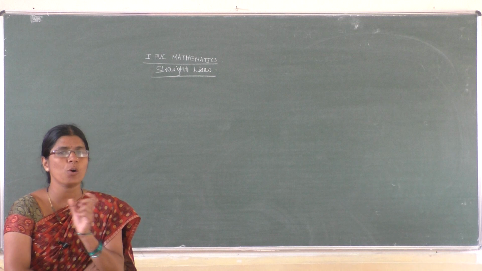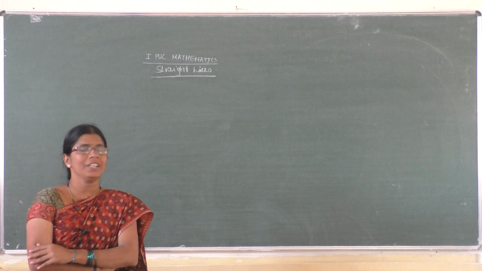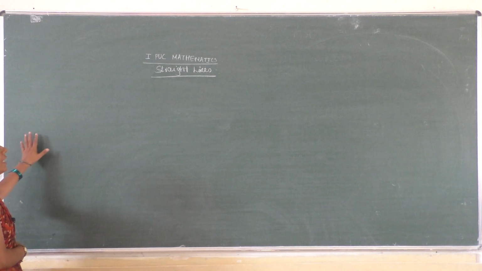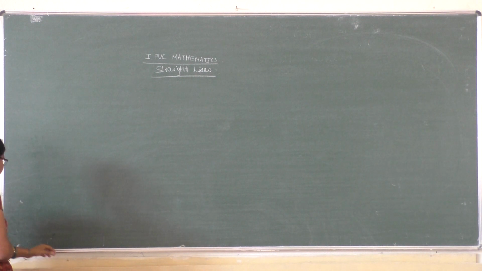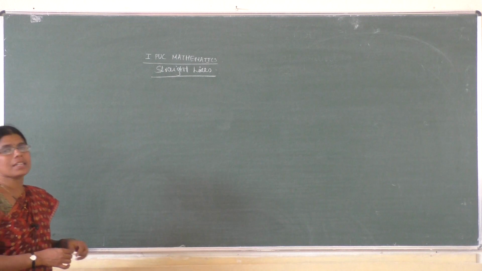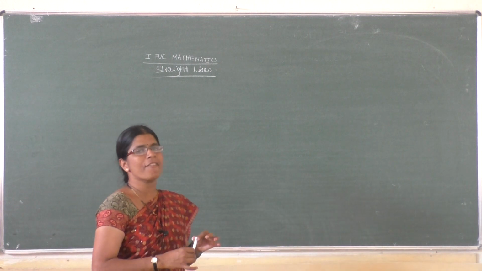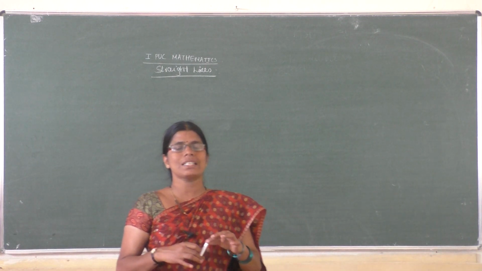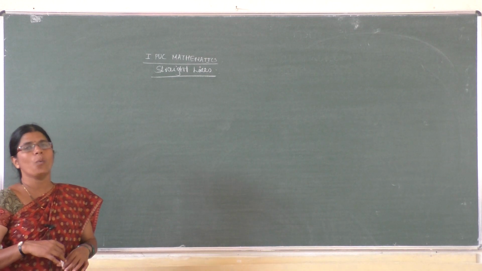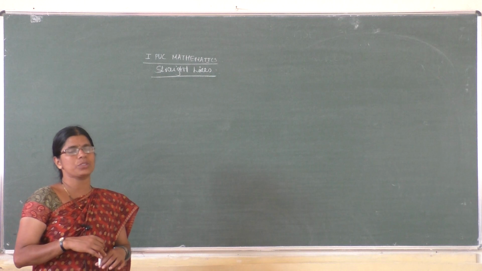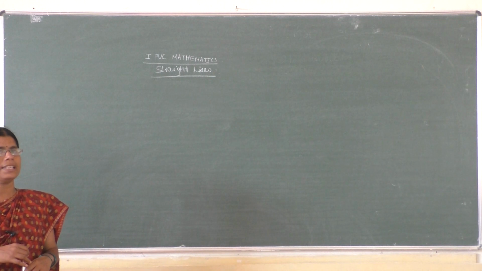In the previous class we derived the formula of a straight line in the slope point form. Suppose a line passes through the point x0, y0 and with the slope m, then the equation of the line is given by y minus y0 is equal to m into x minus x0.